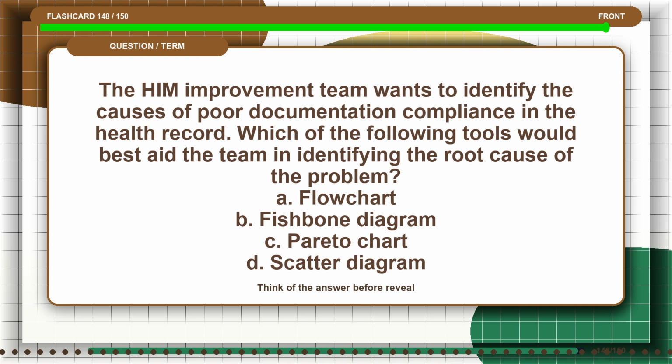Flashcard 148. The AHIMA improvement team wants to identify the causes of poor documentation compliance in the health record. Which of the following tools would best aid the team in identifying the root cause of the problem? A. Flowchart. B. Fishbone diagram. C. Pareto chart. D. Scatter diagram. Think of the answer before the reveal.